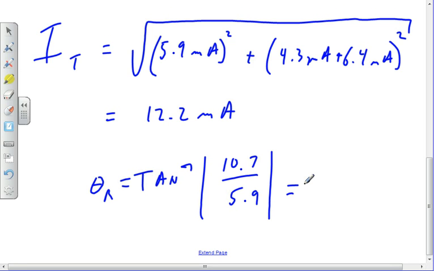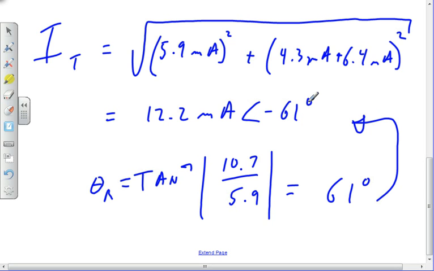10.7 divided by 5.9 equals, arc tangent, 61 degrees, which I'm going to put back there, angle minus 61. Okay, so I did that, and I did that.